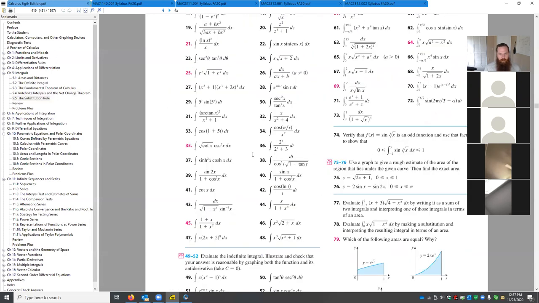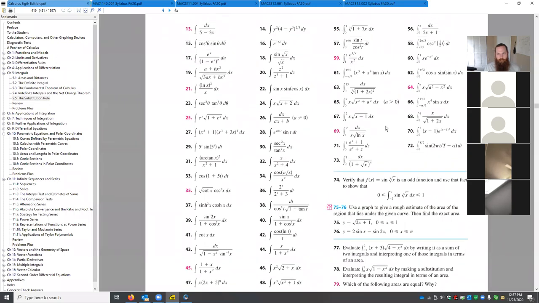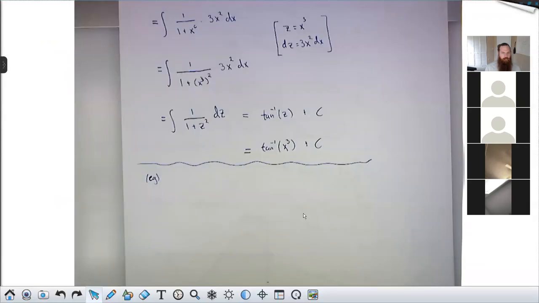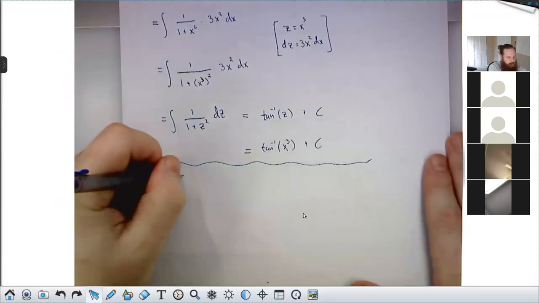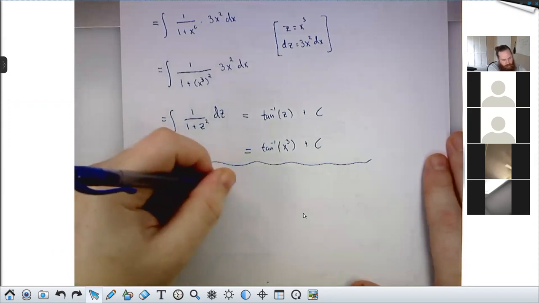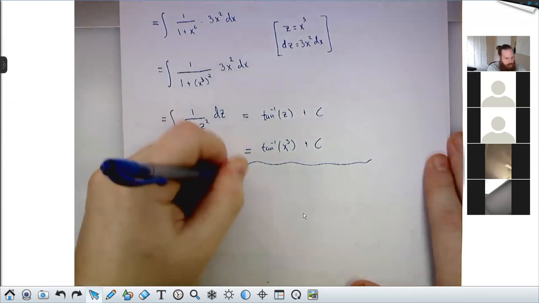Some of the exercises here involve sine of 2x over 1 plus cos squared, right? Is it not in here? Oh yeah, there it is. I'm a big fan of number 39 and 40. These are both a lot of fun. Let's do 40 first. So that's sine x over 1 plus cos squared x dx.